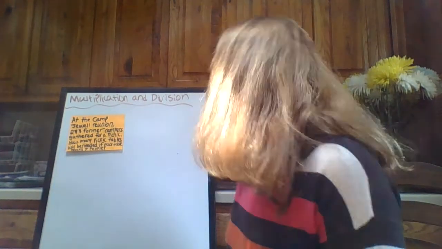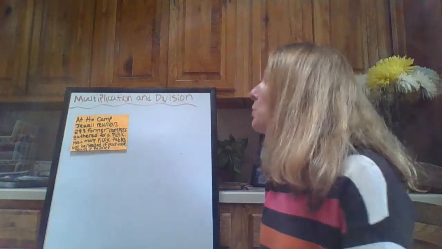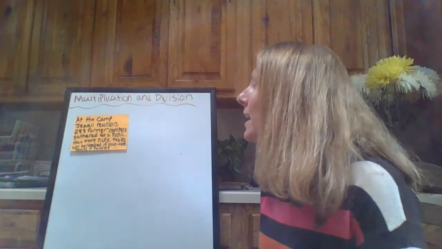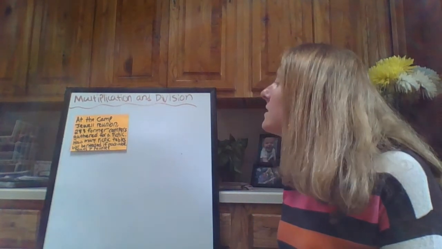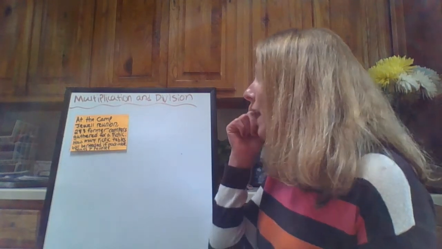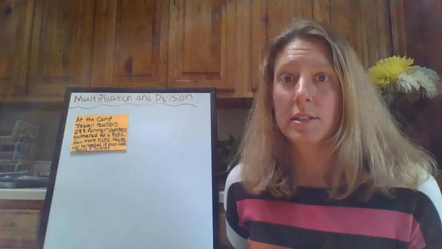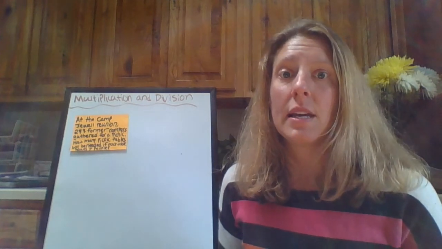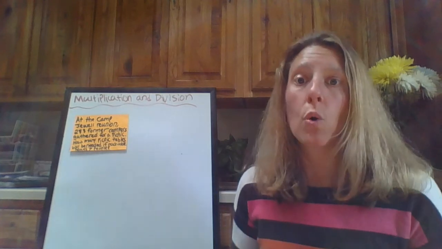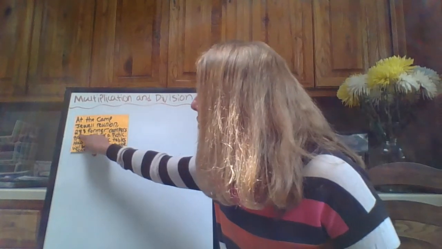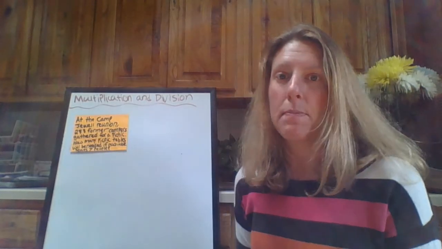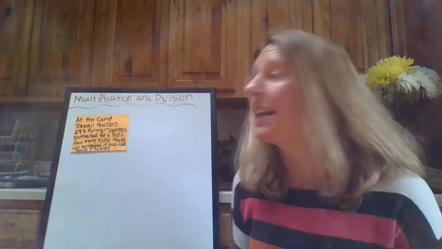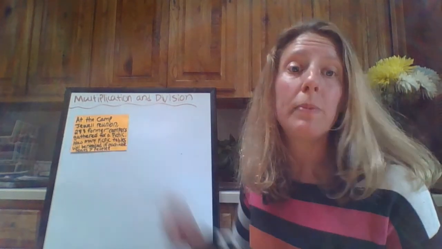So at the Camp Jewel reunion, 283 former campers gathered for a picnic. How many picnic tables will be needed if each table seats 7 people? Okay, so the first thing we have to do is decide whether this is multiplication or division. I know this is going to be division because I have the total amount of people. I know there are 283 people, and I know that 7 people can sit together at a table. So what I need to figure out is how many picnic tables will be needed.